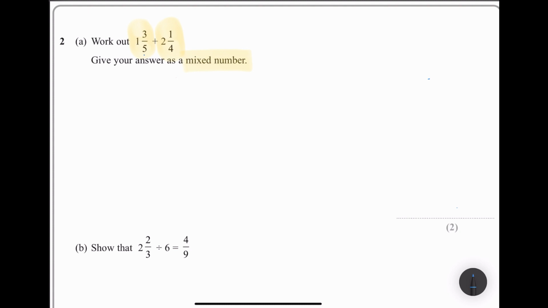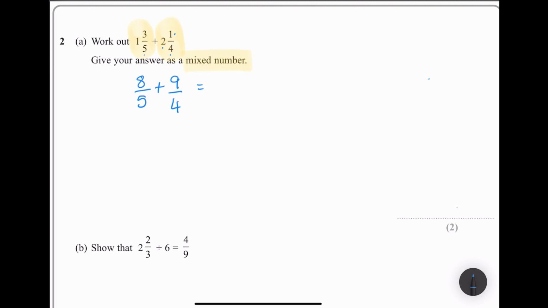Let's do that. So I've got 5 times 1 is 5, plus the 3 gives me 8. So that fraction gives me 8 over 5. Okay, that I need to add to 2 1/4, so change that to a top-heavy fraction. 4 times 2 is 8, plus the 1 gives me 9, so that's 9 over 4.